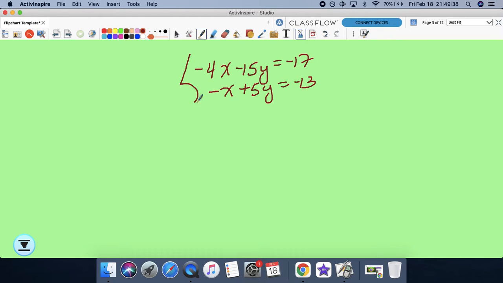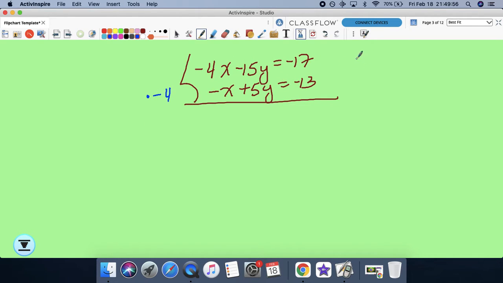Pick an easy one, so let me write like that. We can either get rid of the x's or get rid of the y's. You pick, it doesn't really matter. It's up to you. I'm going to get rid of the x's, and I'm going to multiply the bottom line here by negative 4. Let's see what happens.